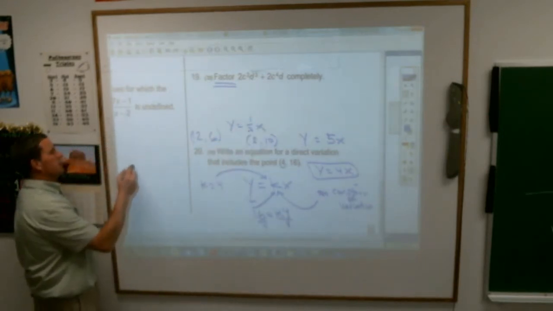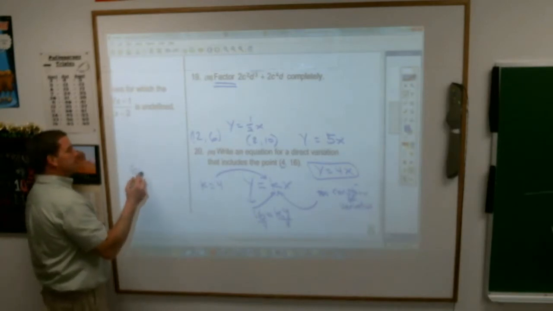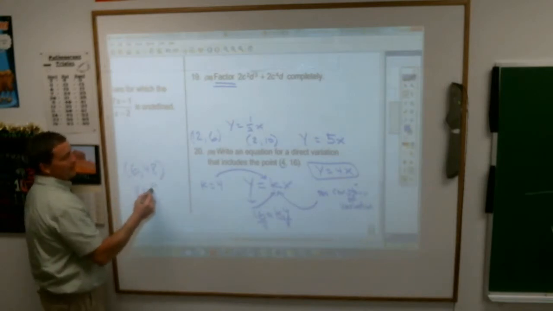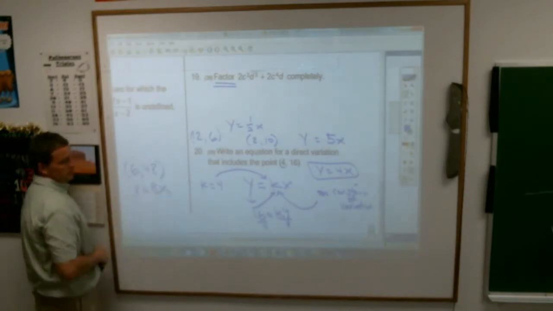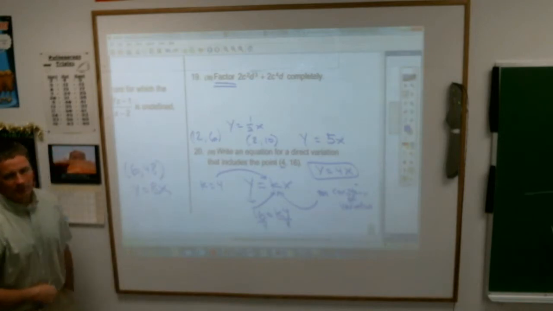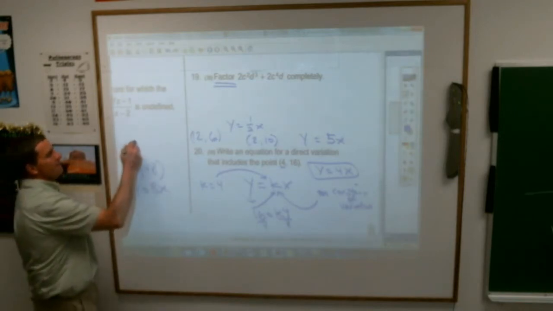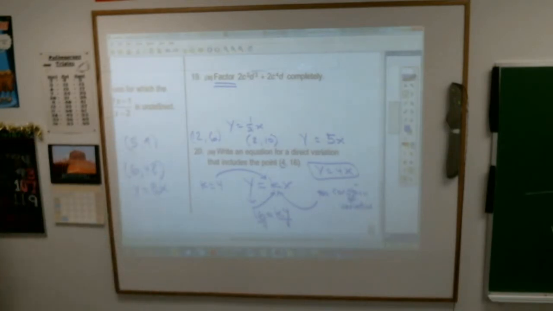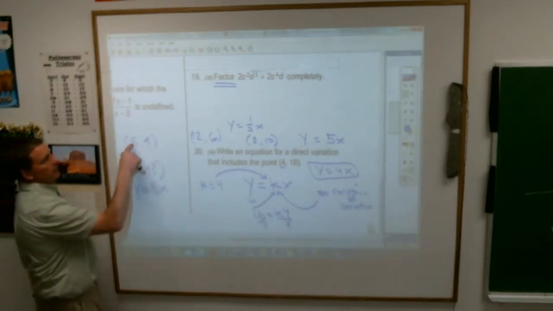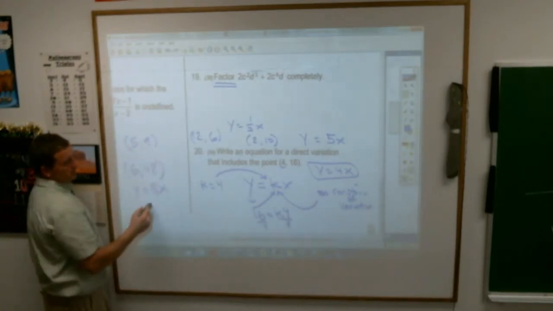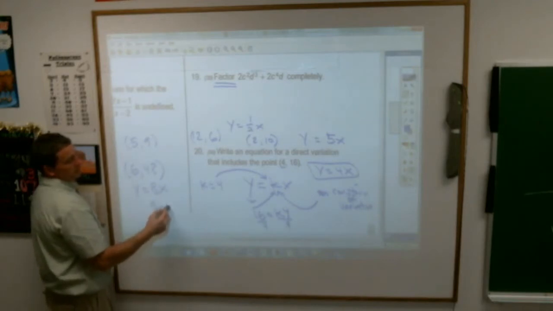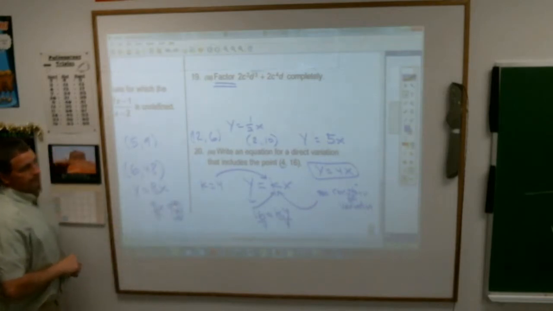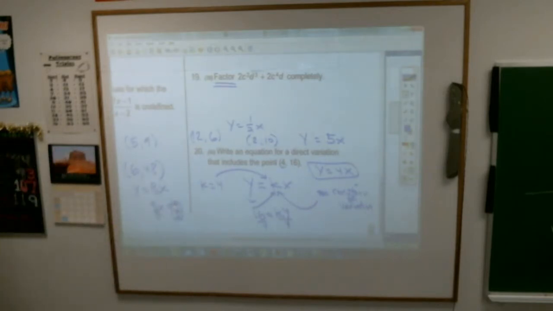So what if it was 6, 48? 8. Y equals constant of variation 8 times x. What if it was something that didn't go evenly into something? What if it was 5, 9? Fraction. Well, you want to know what times 5 gives you 9. 5 times what number gives you 9? 9/5. Y equals 9/5 x.